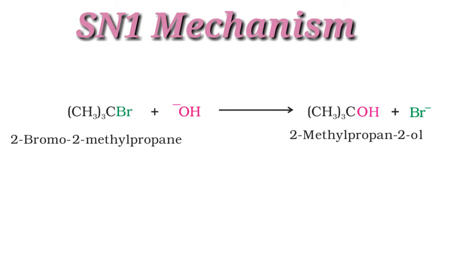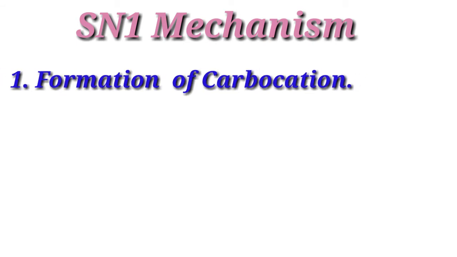This reaction can be written as (CH3)3CBr, that is the tertiary butyl bromide, plus OH-, you are getting (CH3)3COH. Here bromine is substituted with the OH- and Br- is obtained. This reaction is carried out in 2 steps. First step, formation of carbocation.